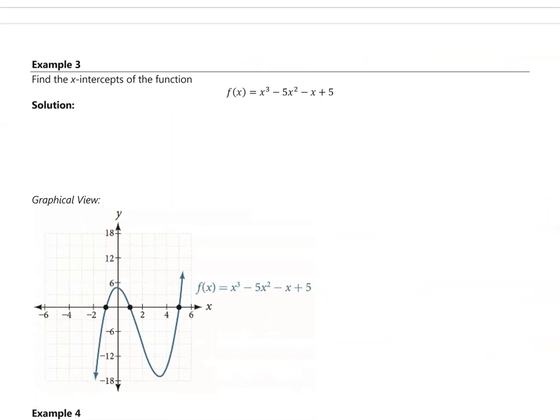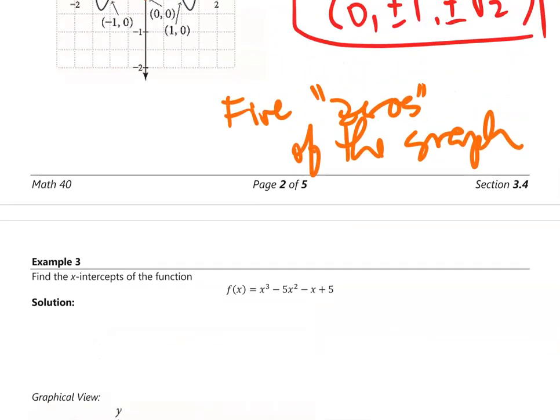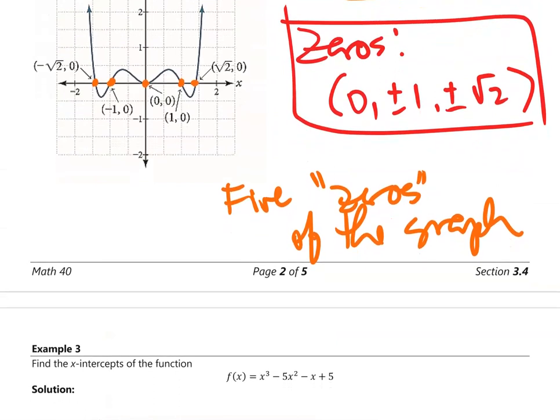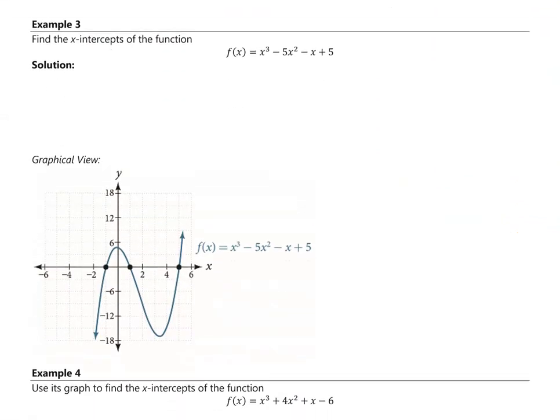Okay. Another example here, find the x-intercepts. I just said these are the zeros. Those are also your x-intercepts, the points on the x-axis. So example number 3, find the x-intercepts of the function f of x equal to x cubed minus 5x squared minus x plus 5.